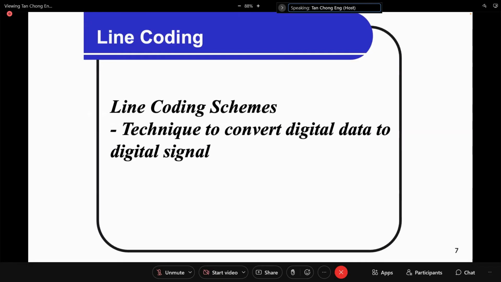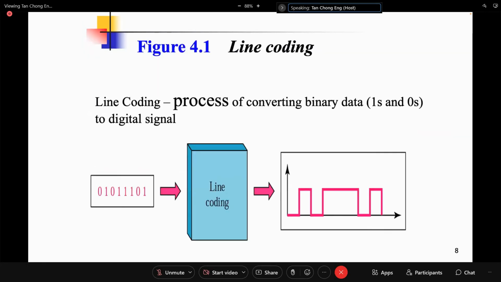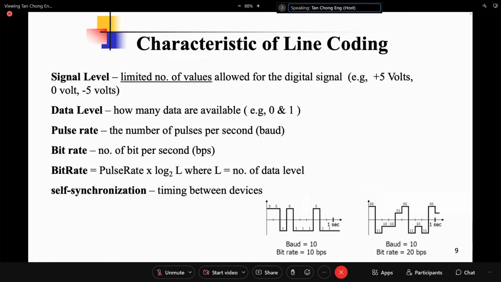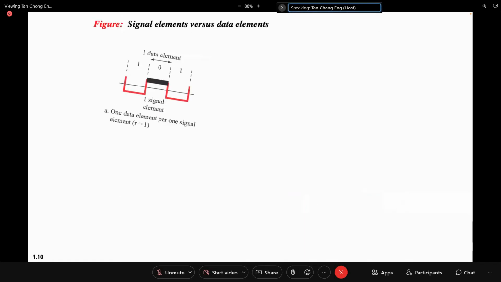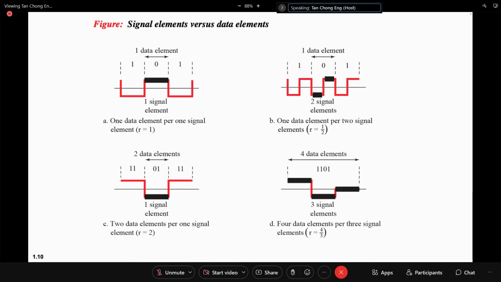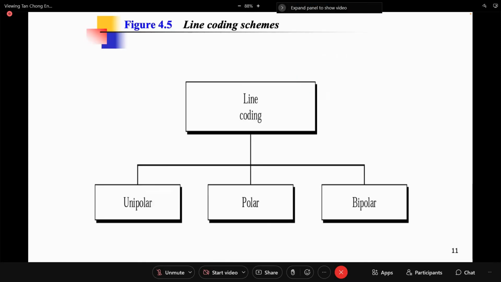The technique is called line coding. Digital data to digital signal, so you use a line coding scheme. One of the schemes is unipolar, polar, and bipolar. Those are the three very basic types of scheme. They basically use different signal representations to represent the same 1 and 0.